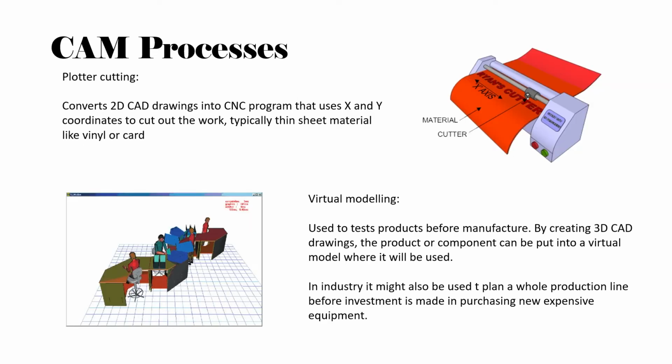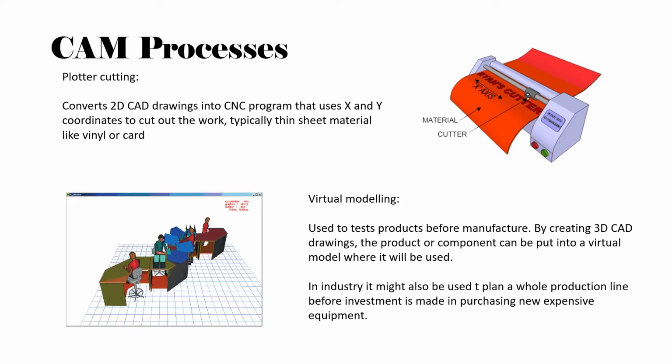Okay, Blotter Cutter. So Blotter Cutter is one, again, I would assume quite a few people are probably aware of. We've got one upstairs in the workshop. So this will convert 2D CAD drawings into, again, coordinates on the X and Y axis. We will use 2D Design, and this will typically be used to cut things like vinyl or card to do graphics and that sort of thing.